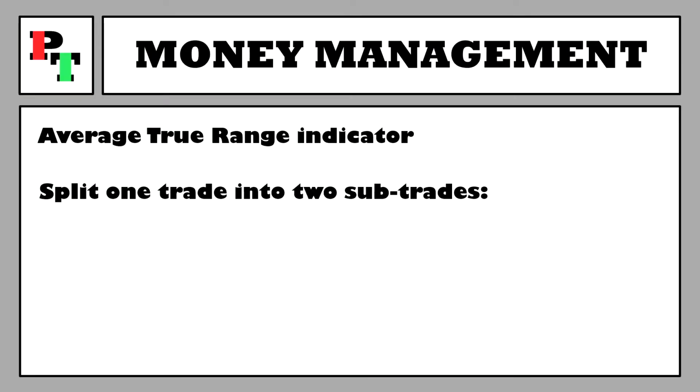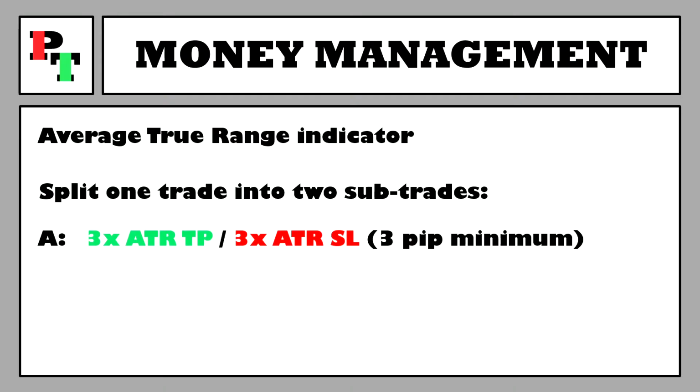To start, we're going to split our trade into two sub trades, just giving us a bit of that flexibility. Sub trade A will have a take profit and a stop loss of 3 times the ATR value from our entry price, a nice simple 1-to-1 ratio. Something to note though, there will be a 3 pip minimum, so if the ATR is reading less than 1 pip, we will round it up to exactly 1 pip.